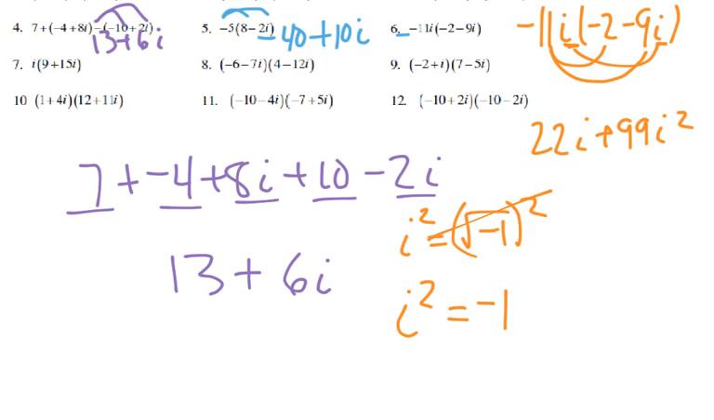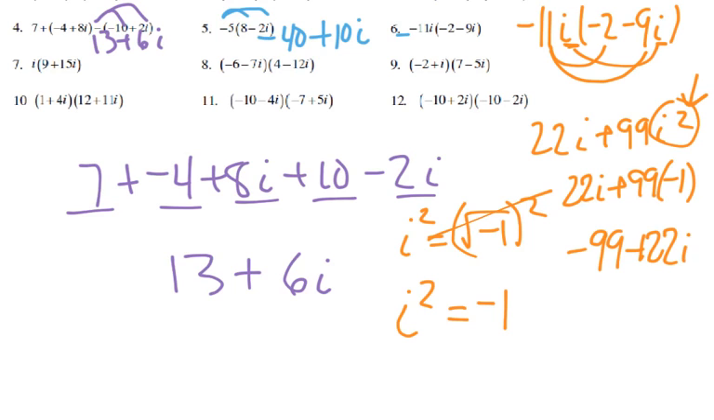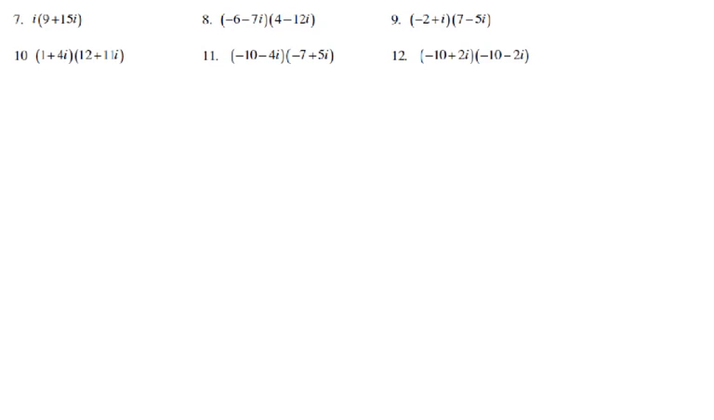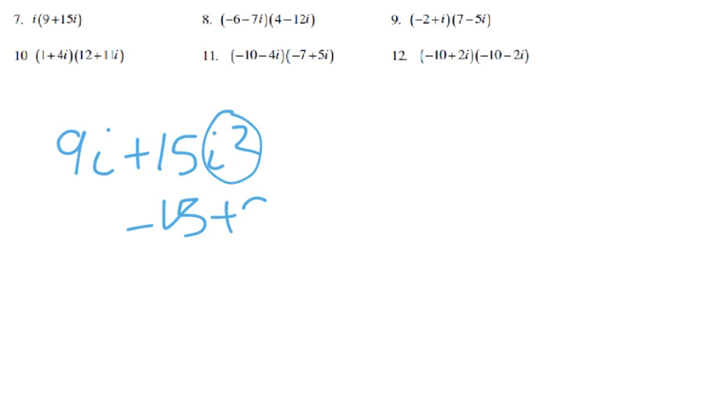Okay? So i squared turns into negative 1, so it's 22i plus 99 times negative 1, so it's negative 99 plus 22i, because we put the regular number first. So that's our answer for number 6, because of that i squared. So that's what you got to look out for. Okay, so 7, 9 times i is 9i, 15i times i is i squared. That i squared makes 15 negative, so we get negative 15 plus 9i.